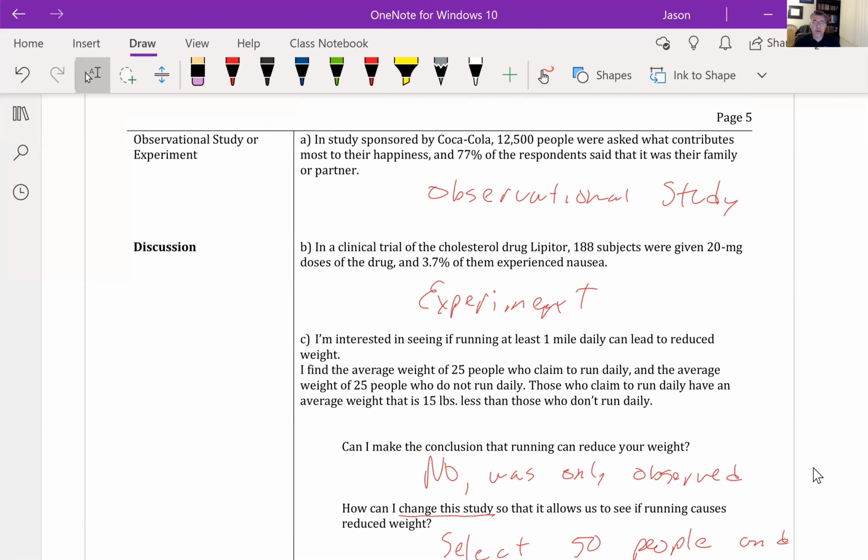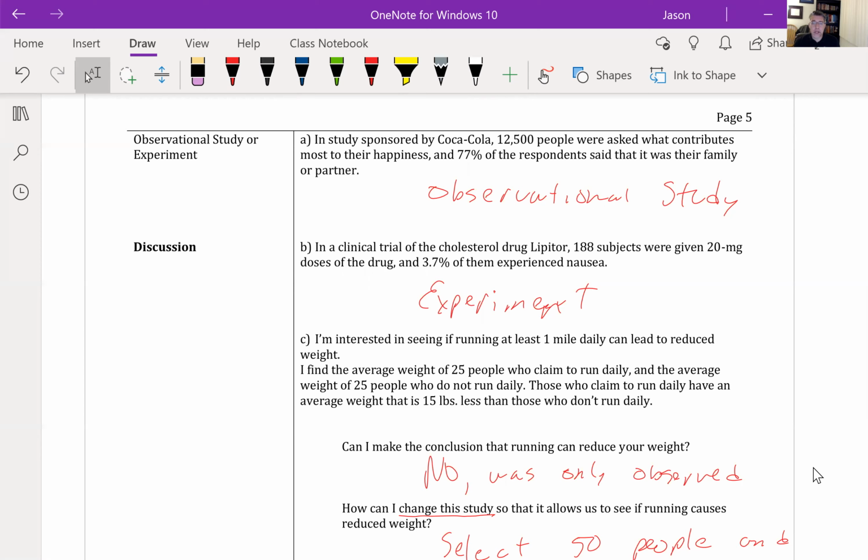For part B, in a clinical trial of the cholesterol drug Lipitor, 188 subjects were given 20 milligram doses of the drug, and 3.7% of them experienced nausea. Is this an observational study or an experiment? It's an experiment because we are giving them something to produce a cause-effect relationship.